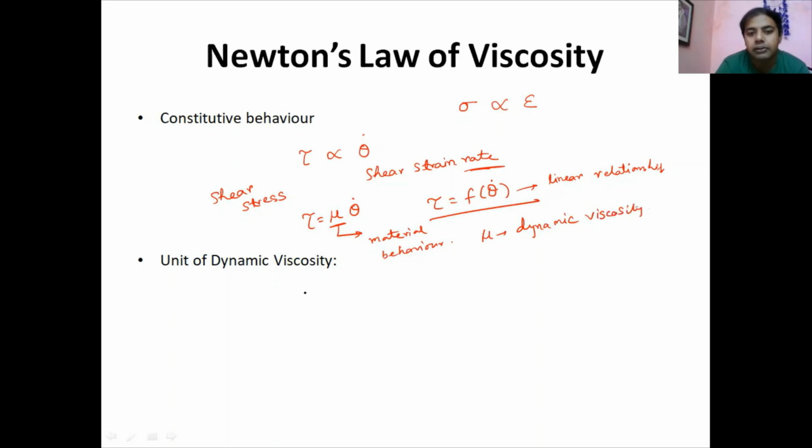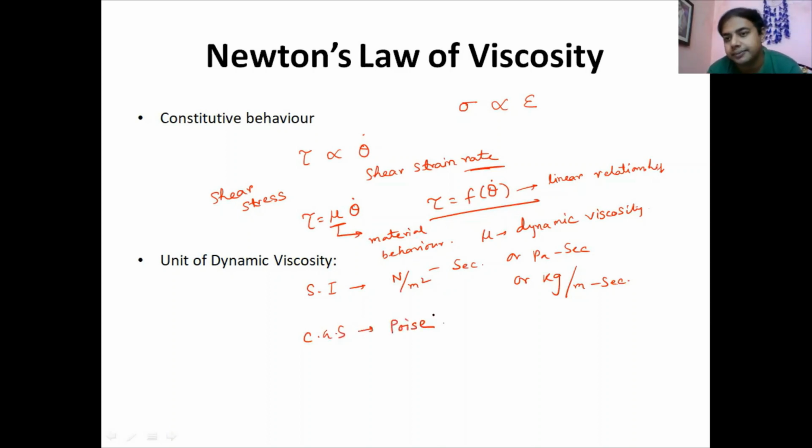We got the SI unit, Newton second per meter square, or we can say Pascal second, or we can say kg per meter second. The CGS unit is called the poise. This thing we have seen.